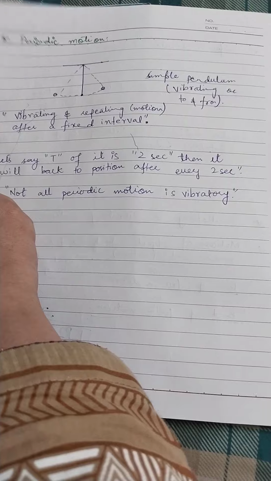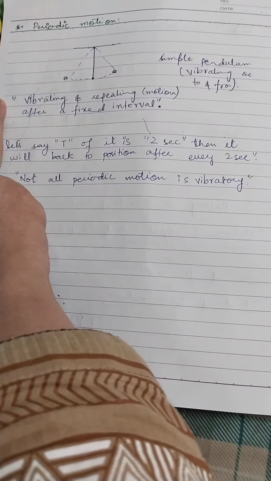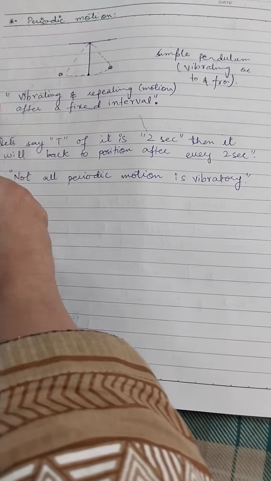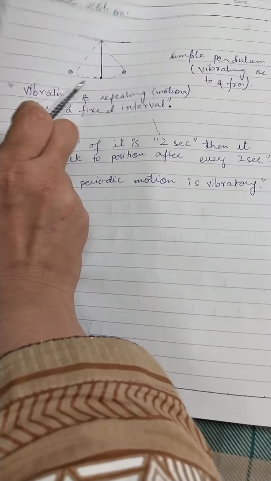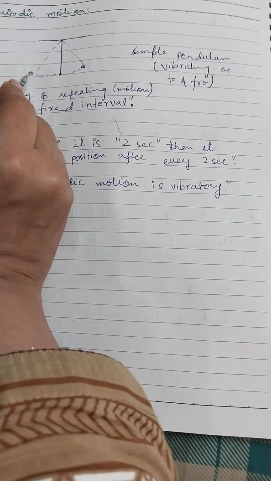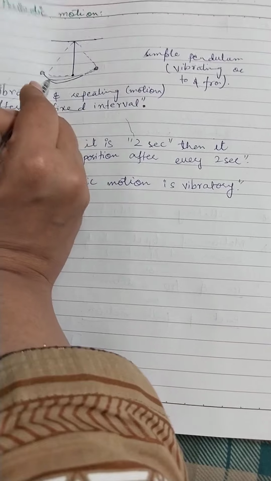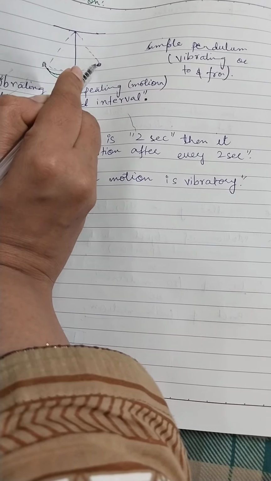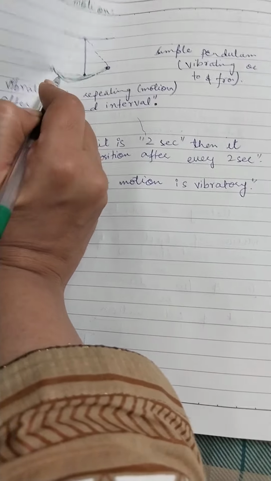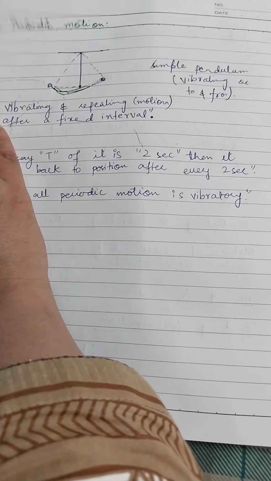Fixed interval means a certain time period. Let's say when we take the example of a simple pendulum, let's suppose it has a time period of 2 seconds. So how does it go? It goes here, then comes back here. 1 second of going and 1 second of coming back, and this total of 2 seconds is called its time period.